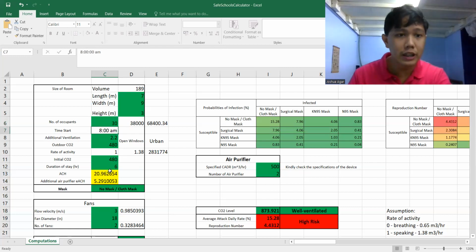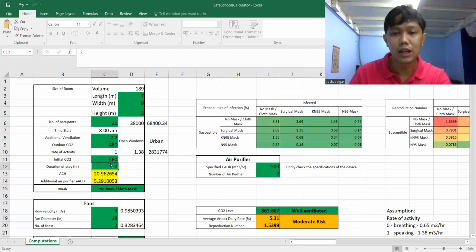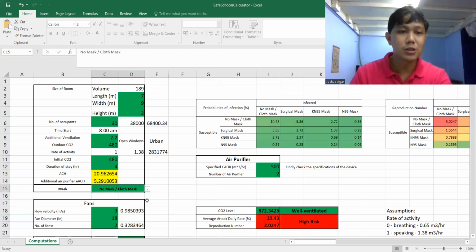So if you resume that to 30, for example, another administrative intervention is to reduce the duration of stay within the classroom. So you reduce that to 4. So you'll notice that the CO2 levels decrease. So let's look back again. So from 15% probability of infection and a reproduction number of 4.4, if I reduce that to 4, it reduces to 3. If I reduce that, for example, to 2, it reduces to 1.5. So that's how you do administrative interventions.